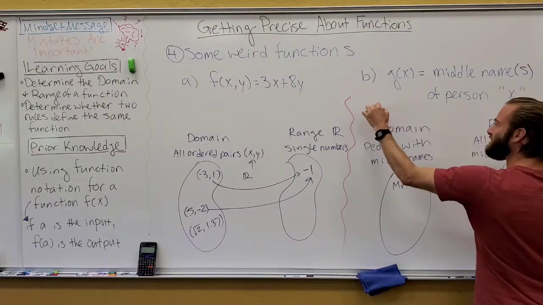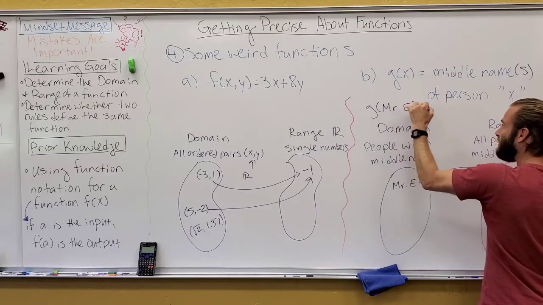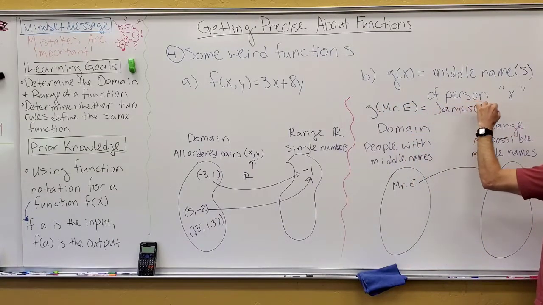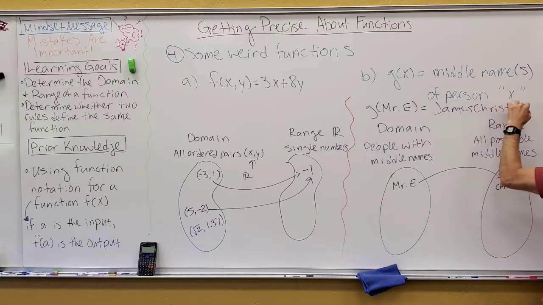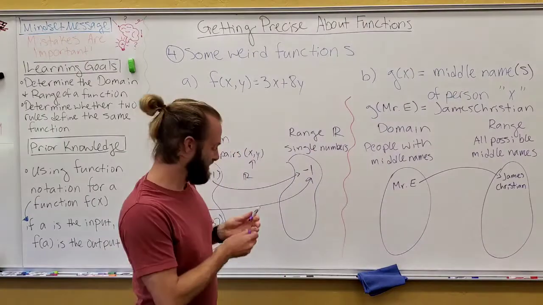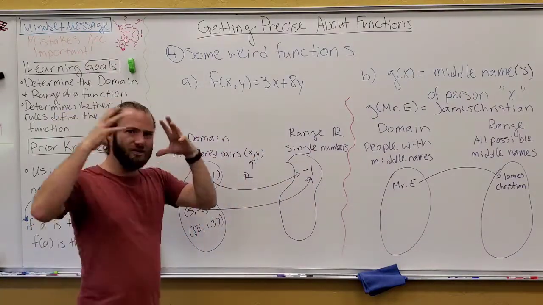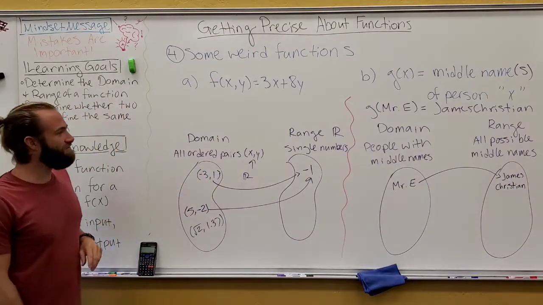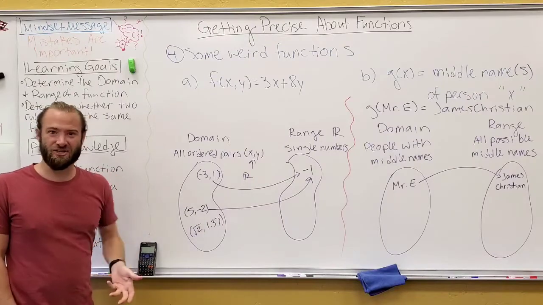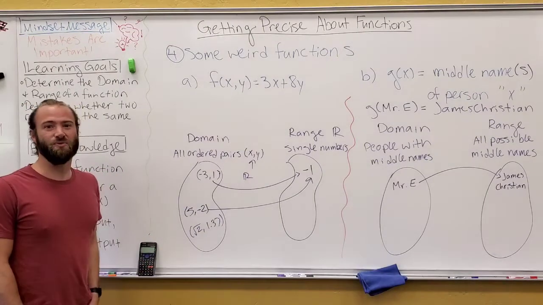And even in this, we could evaluate it. If I said G of Mr. Ingle, that equals James Christian, because that's my middle name, or my middle names. So there are some examples of other functions, just to broaden your mind and remind you that functions have a lot more going on than we might think they do. So that'll do for our lesson for today. Happy math, and we will see you next time.